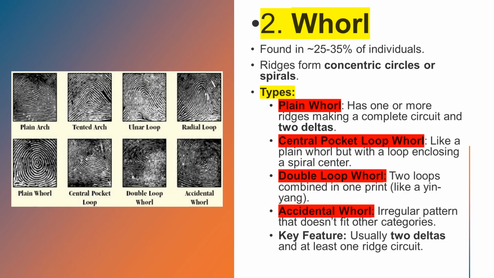Central pocket loop whorl, like a plain whorl but with a loop enclosing a spiral center. Double loop whorl, 2 loops combined in one print, like a yin-yang. Accidental whorl, irregular pattern that doesn't fit other categories. Key feature, usually 2 deltas and at least 1 ridge circuit.